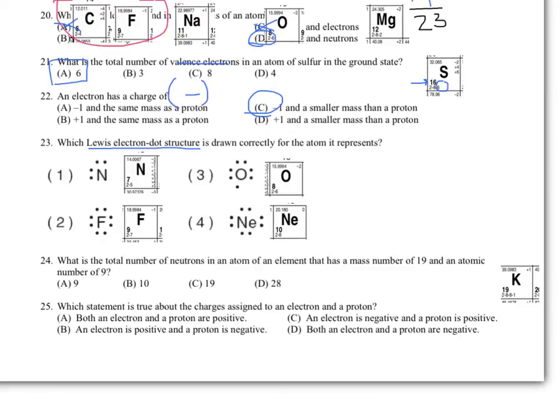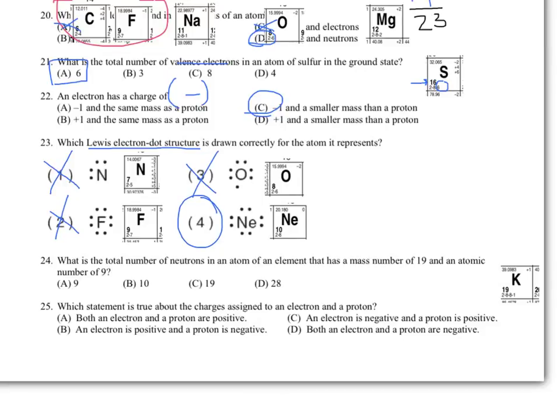Nitrogen should have 5 dots because it has a valence of 5. So this nitrogen only has 4 dots. It's incorrect. Fluorine should have 7 dots. This fluorine has 8 dots. That is not correct. Oxygen should have 6 dots. This oxygen has 7 dots. And neon should have 8 dots. This neon has 8 dots. This is the correct Lewis structure.